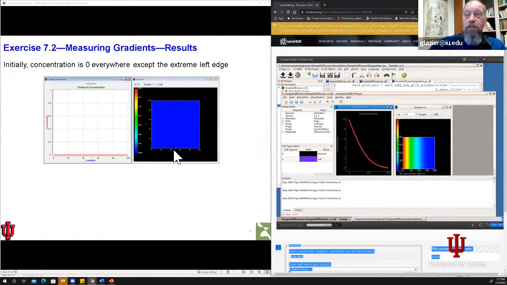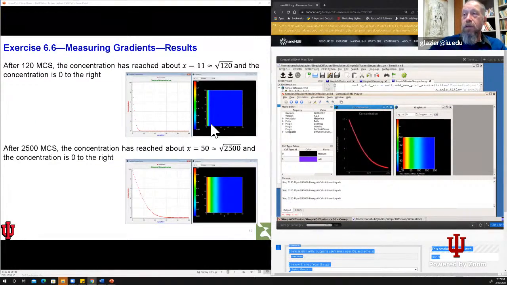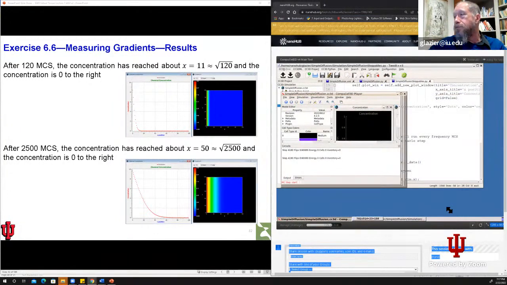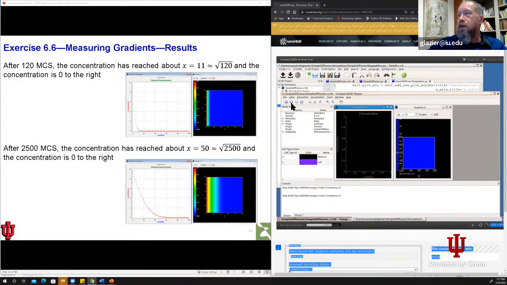Again, we start out with nothing. The chemical begins to diffuse from the left. After 120 Monte Carlo steps, the chemical has moved about 10 voxels in. We can try that. Let's try this by step it. Start it again. I start with nothing. I do 1 Monte Carlo step. I get a little bit of chemical on the edge. I go to 10, and it's beginning to come in a little bit.